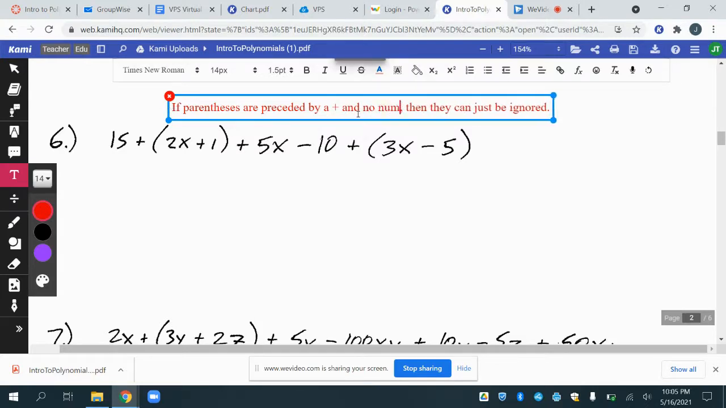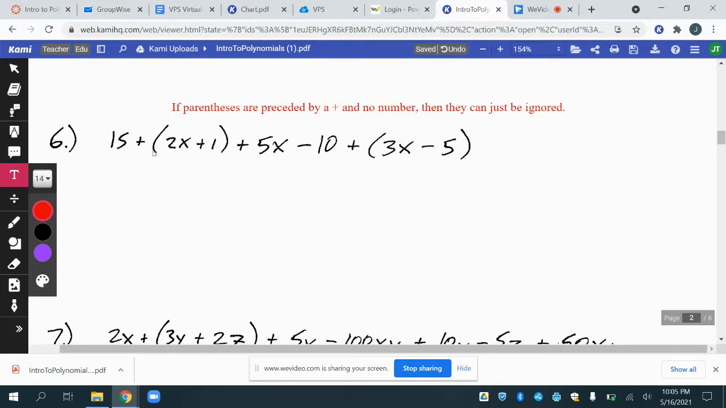No number. Plus sign and no number. Okay? So these plus signs, usually when you have parentheses, you have to add inside of them or something like that. But I can't add two x's and a 1. They're not like terms. So what am I going to do?